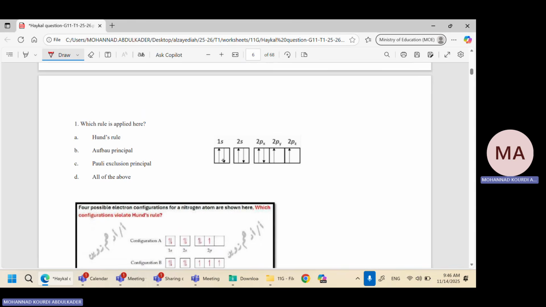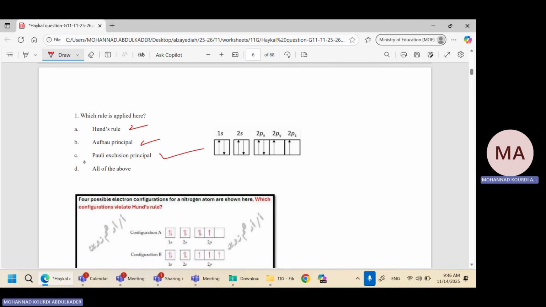Which rule is applying here? As the electron with the opposite spin is existing, Hund's rule is applied. Starting with 1s, 2s, then the Aufbau principle is applied. The Pauli exclusion principle is always applied. So the answer will be all of the above.